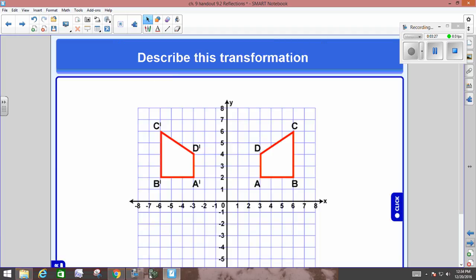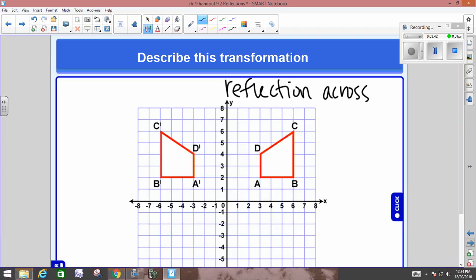Number 2. Describe the transformation. Is it a reflection or a translation? Reflection, good. Across which line? Could be either. It'd be the equation x equals 0, which is also known as the y-axis.